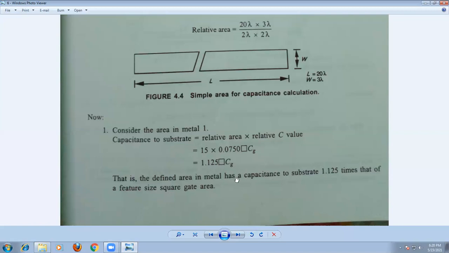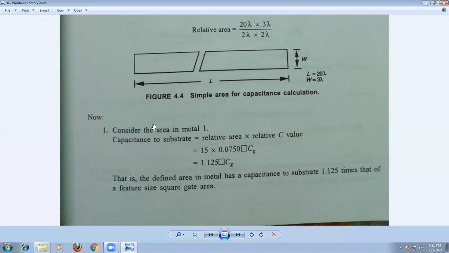So we can define that this defined area in metal has a capacitance to substrate 1.125 times that of the feature size square gate area. This square indicates the feature size and gate area. So this is the gate area, that is, the capacitance associated here when the layer is considered as metal 1. So like this you can calculate the area.